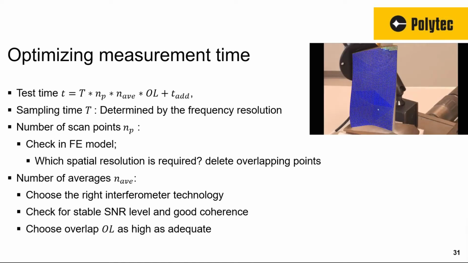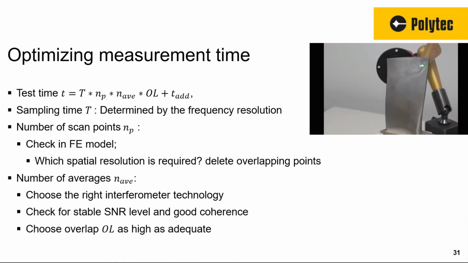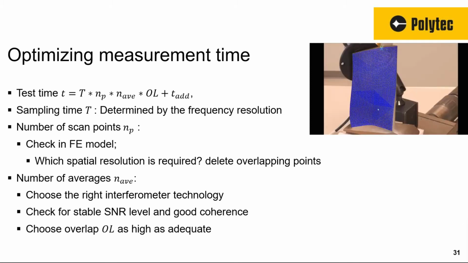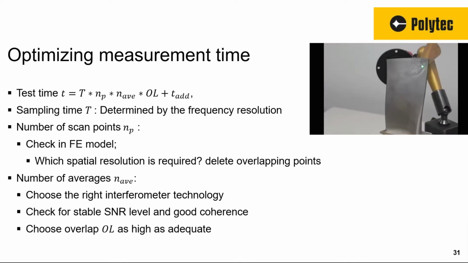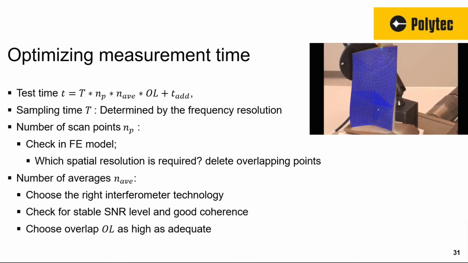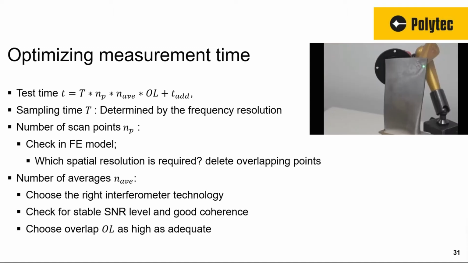So if you have low reflectivity, take an infrared system, check for the signal level with a test measurement and look for the coherence and choose overlap as high as adequate. To give you a little bit more insight into that, we will show you a little video which we pre-recorded on a real test.